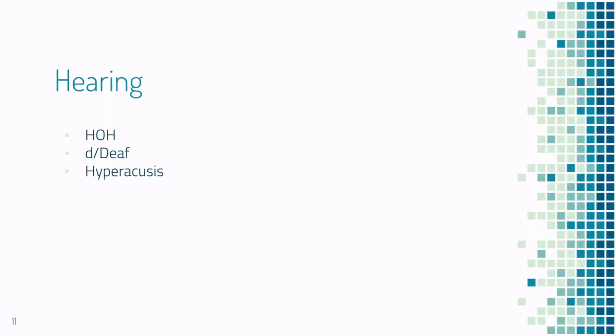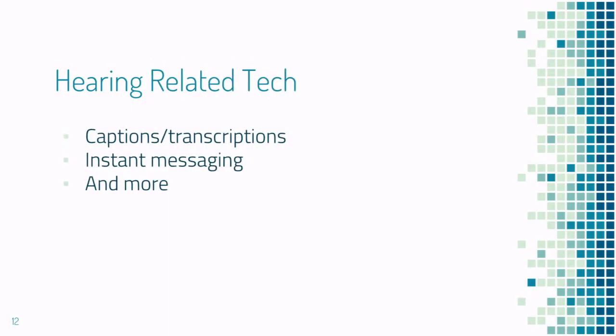And then for hearing, some problems that people may have would be HOH, deafness, or hyperacusis. The hearing-related technologies to help with those can be closed captioning, transcriptions, instant messaging, and more.